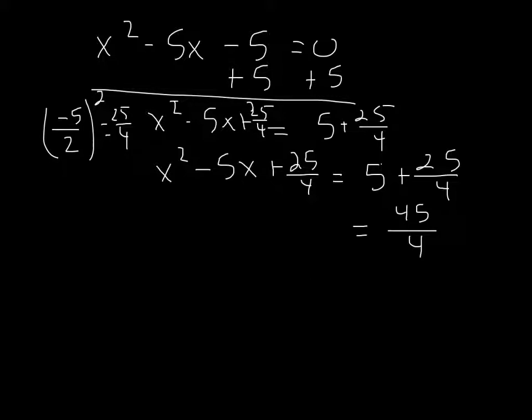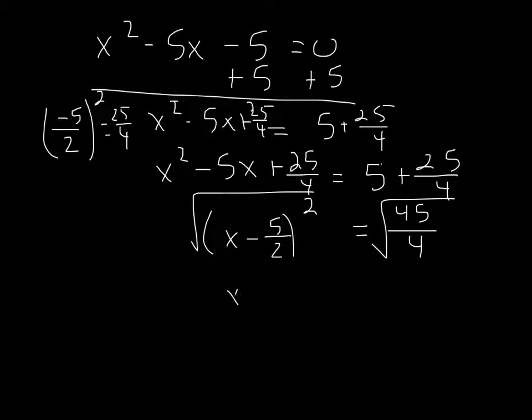Alright, now the square root of x minus 5 over 2, squared. Square root of 25 over 4, okay, that's 5 over 2. There you go. Okay, pretty simple. Alright, now what do we do? We take the square root. You're left with x minus 5 over 2 equals the square root of 45 over 4. Okay, well, here's the deal. You get plus or minus the square root of 45 over 4.